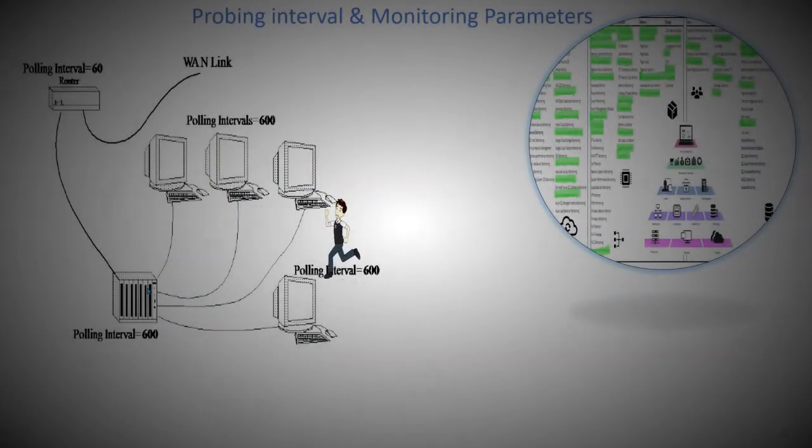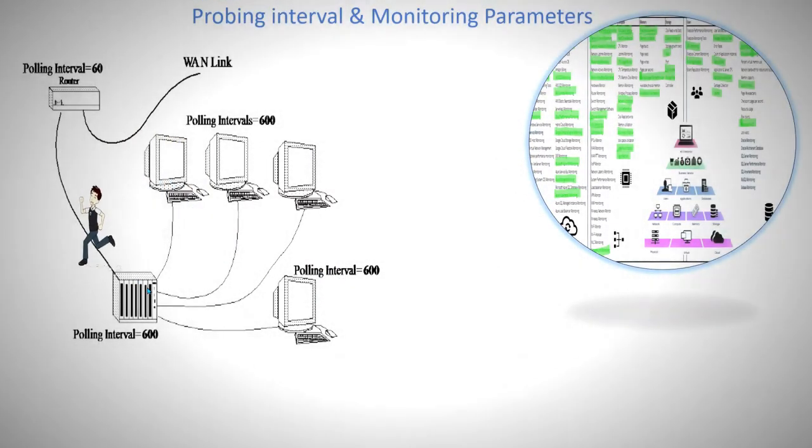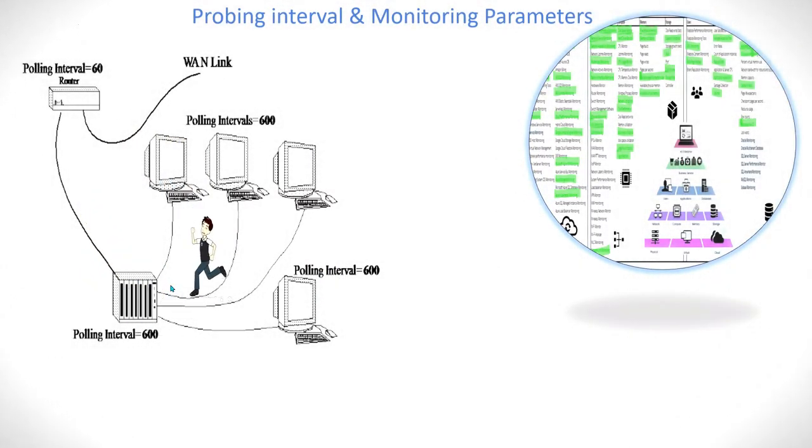The monitoring hub interprets this information based on logics defined for individual parameters. If the result is a change in any predefined threshold, it generates an alert. Now we know how the alerts are generated. Let's see what is the use of probing interval.